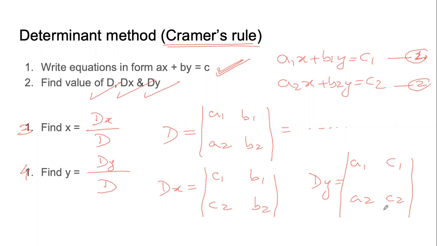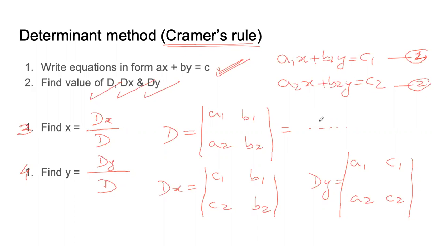First step, write both the equations in the ax plus by equals c form. Second step, find the values of D, Dx, and Dy. So if the first step is wrong, the second step cannot be right. Very important to get the first step right for this method. Then the third step, or you can say the third and fourth step, you divide Dx by D to find x, and you divide Dy by D to get the value of y.